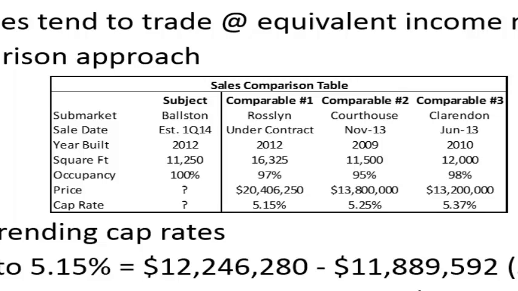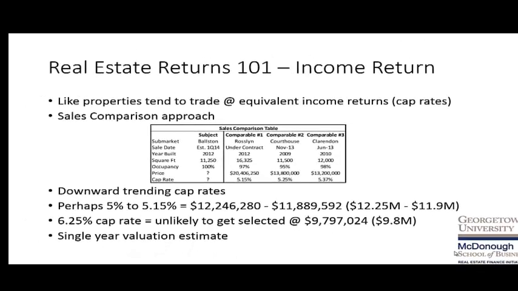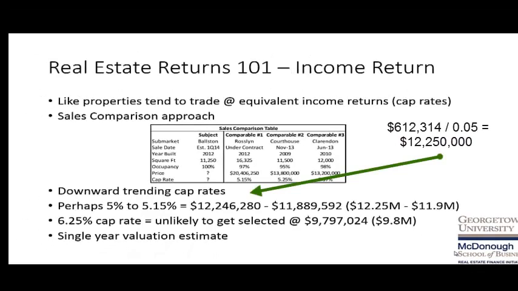The cap rate is, as I've said, a product of the comparable sales that we see. You can see that the sales have traded in the 5.15 to 5.37% cap rate range. So you could make your bid theoretically at something likely in that low 5s range, so perhaps a 5 to a 5.15% bid. That would result in a value range of, call it, $12.25 million down to $11.9 million.